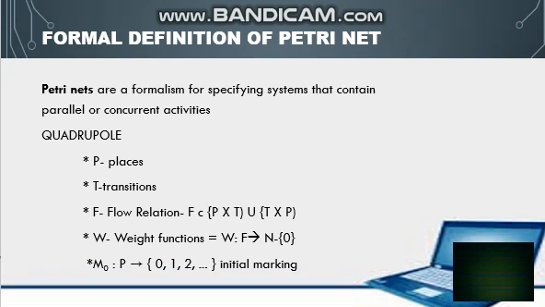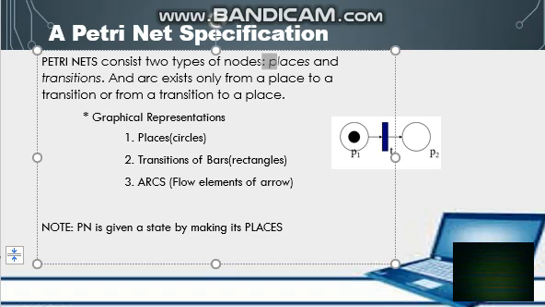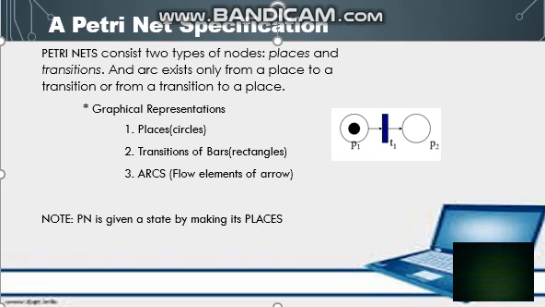So, a Petri net consists of two kinds of nodes. The first one is the places, and the second one is the transitions. I am going to discuss transitions and places and identify those. It also consists of arcs, which exist only from a place to a transition or from a transition to a place.